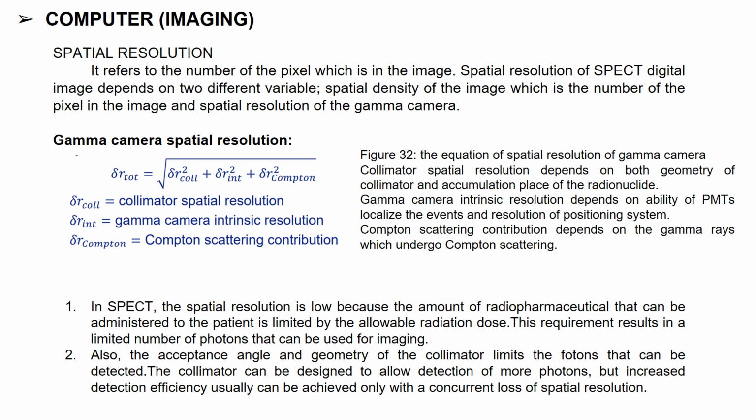Spatial resolution refers to the number of pixels of the image. And the spatial resolution of an image depends on two things, which are the spatial density of the image and the spatial resolution of the gamma camera. The spatial resolution of the gamma camera depends on the collimator spatial resolution, the gamma camera intrinsic resolution, and the Compton scattering contribution. For a SPECT image, spatial resolution is low, because to obtain the image, radiopharmaceuticals are injected into the patient with limited dosage. That means the gamma camera detects a limited number of photons. Also, the acceptance angle of the geometry of the collimator limits the photons that can be detected.